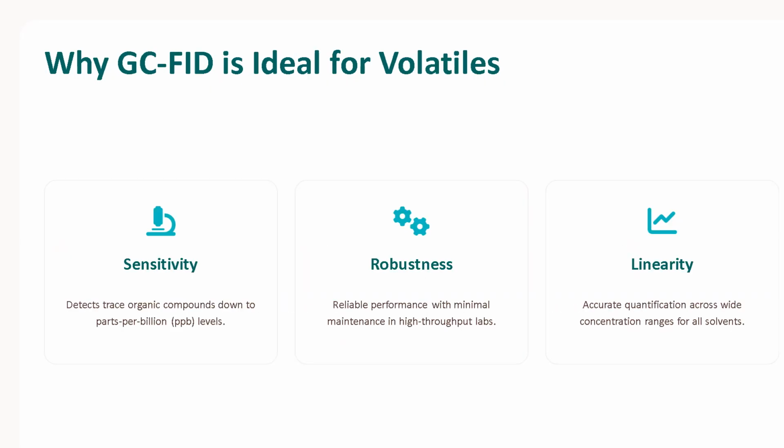Now let's talk about why GC-FID is particularly suited for QA environments. Sensitivity. It can detect organic compounds at parts per billion levels. Robustness. It handles high-throughput testing with minimal downtime. And linearity. It provides accurate quantification across a wide range of concentrations. For a QA lab running routine release testing every day, reliability is just as important as sensitivity, and GC-FID delivers both.